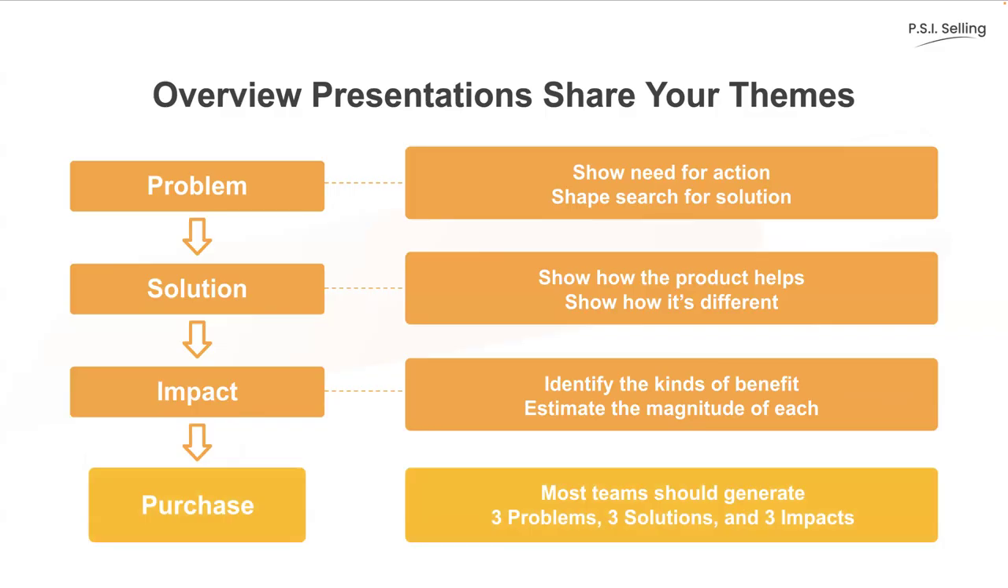Now, most teams should generate 3 problems, 3 solutions, and 3 impacts. That tends to be enough to capture the different aspects of your product without being so many that it becomes confusing.